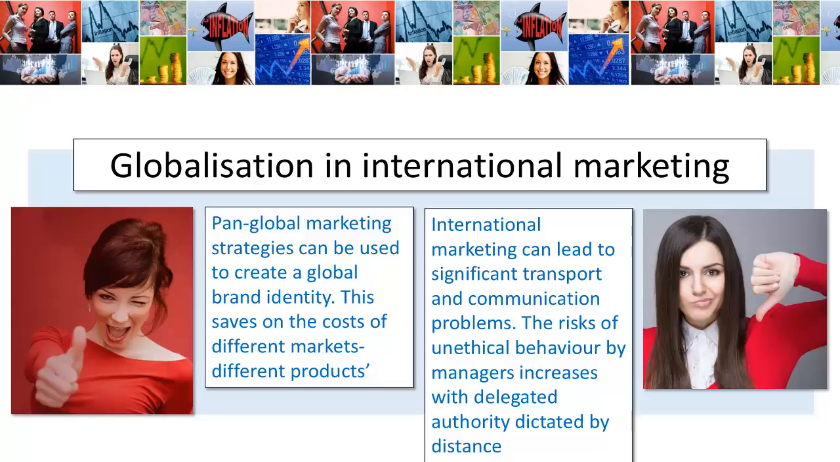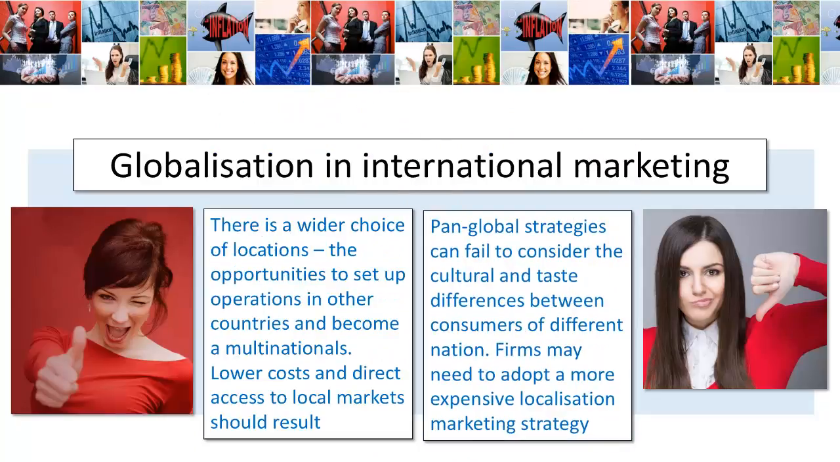But international marketing can lead to significant transport and communication problems. The risk of unethical behaviour by managers increases with delegated authority dictated by distance. It's very hard to supervise operations in India when your company is headquartered in the US. Okay, on the plus side, there's going to be a wider choice of locations, the opportunities to set up operations in other countries and become a multinational. Lower costs and direct access to local markets should result in increased sales, increased profitability.